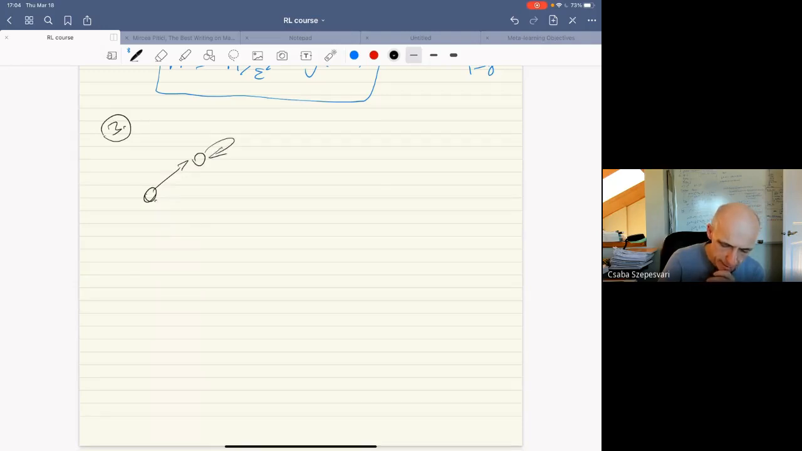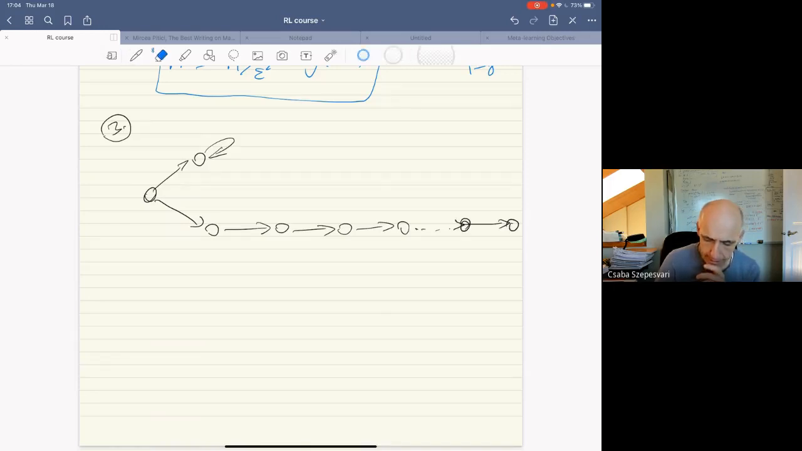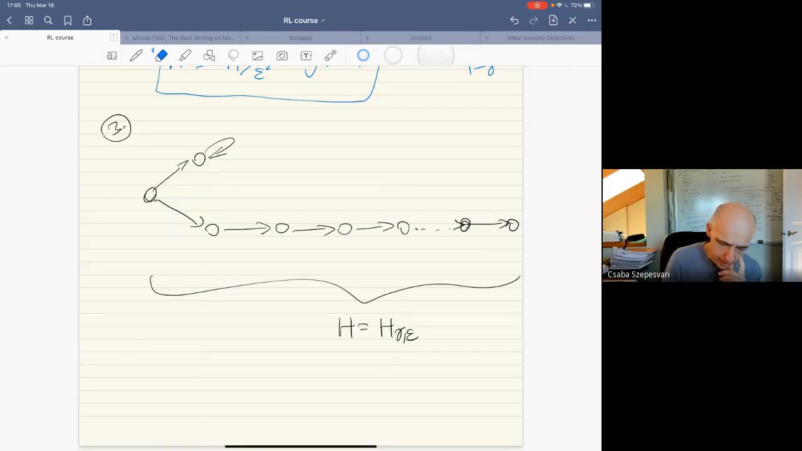So it's going to be this MDP that is a chain, and the length of the chain is exactly this critical length H, so H is H comma epsilon. Here we are doing trajectory sampling, and someone chooses this behavior policy.